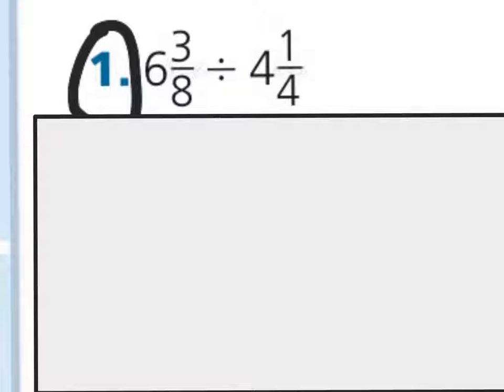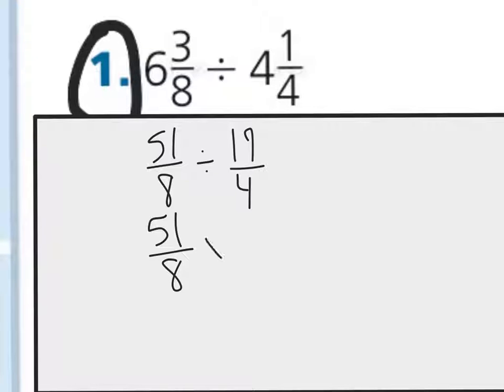So we change these. 6 times 8 is 48, plus 3 is 51/8. 4 times 4 is 16, plus the 1 on top is 17/4. This is still a division problem. So now we've got to keep, change, reciprocal. This is going to be probably hard for us to detect.